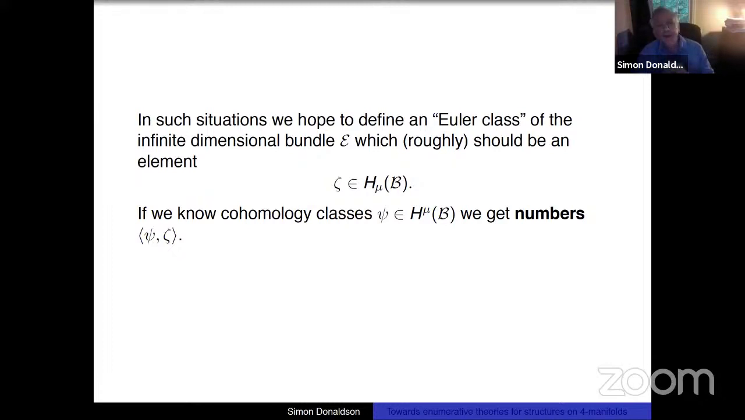So if we're in this general situation, abstractly we have our infinite dimensional bundle over our infinite dimensional space. What we like to do in these kinds of theories is to define what you can think of as an Euler class of the bundle, or perhaps we should say a Poincare dual of the Euler class, which should be a homology class in the infinite dimensional space in dimension equal to the index. We might not know completely what the homology of this infinite dimensional space is, but if we have some way of constructing cohomology classes, then we get numbers by pairing our homology class with the cohomology classes that we know. The fact that we get these numbers is partly why one could call these enumerative theories, a way of getting numbers out of geometry.